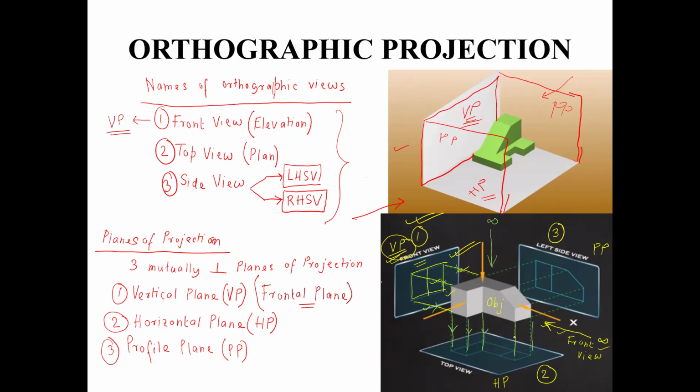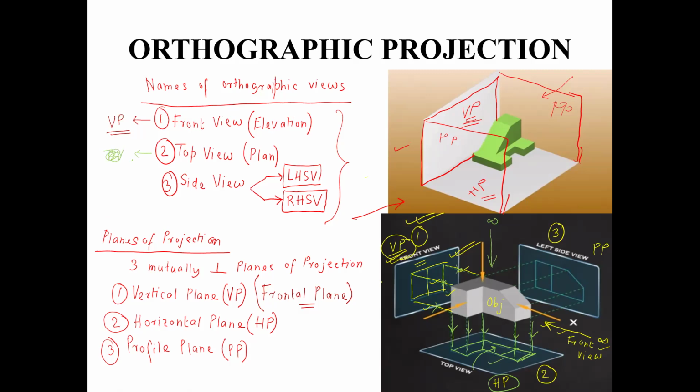And this set of parallel projectors will hit which plane perpendicularly? They will hit the horizontal plane perpendicularly. So the top view of the object is projected on the horizontal plane. And this top view can be drawn by joining all the points in proper sequence where the projectors are hitting the horizontal plane perpendicularly. So this is the top view of the object, which is obtained on the horizontal plane of projection.